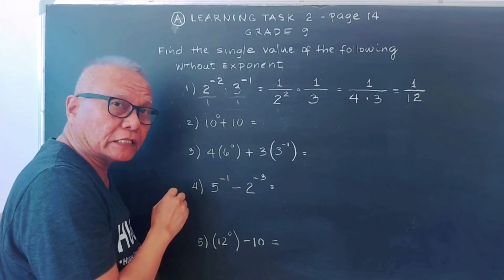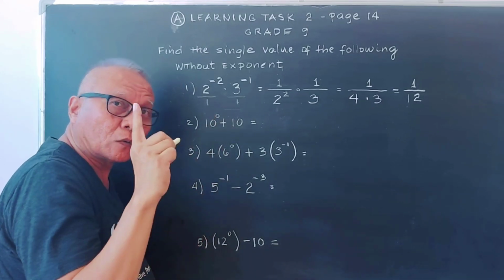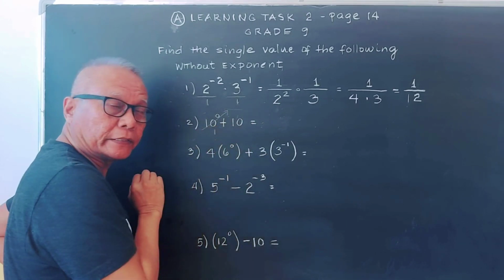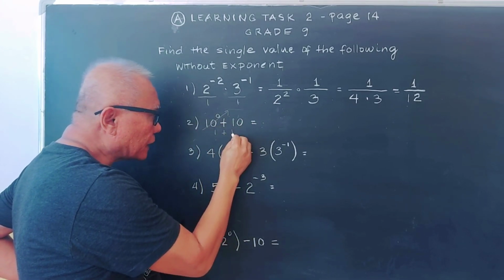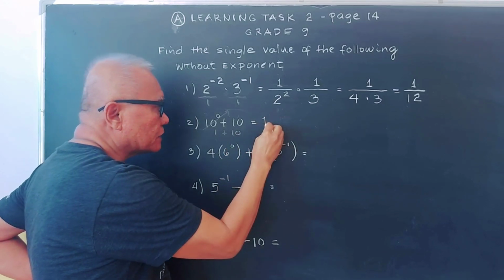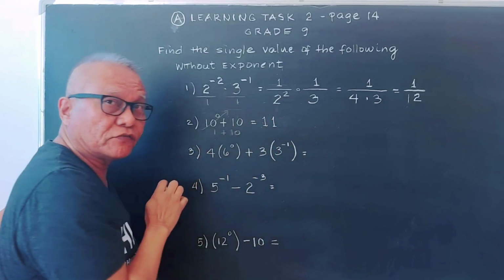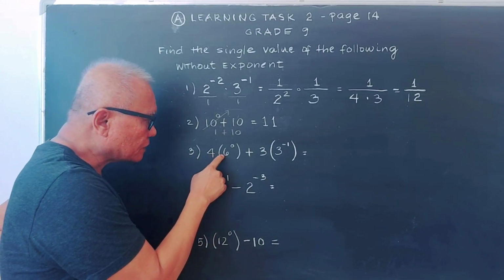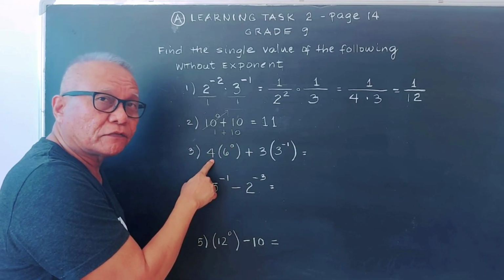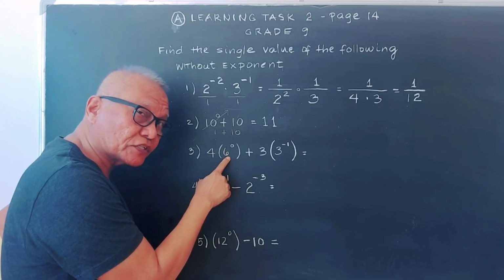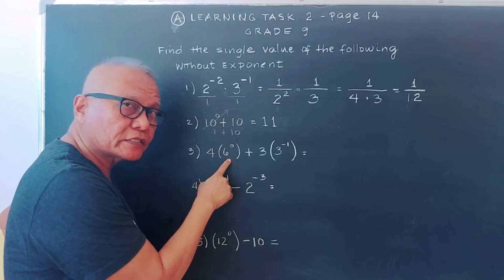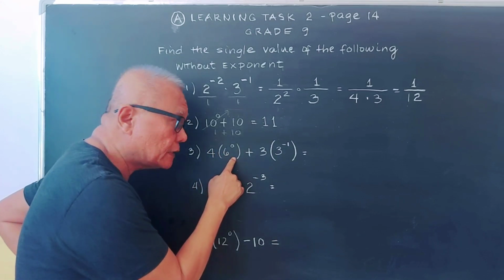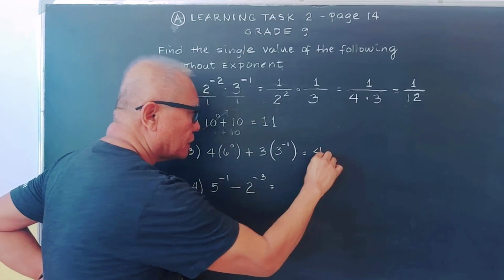Number 2, madali ito. 1 raised to the 0 is 1. Plus yung 10. So our answer is 11. Okay. Number 3, 4 times 6 to the 0. Hindi kasama yung 4 sa exponent na 0, kung hindi yung 6 lang. So, 6 to the 0 is 1. So, ito ay 4 times 1. So, answer natin ay 4, kasi ito ay 1 na.